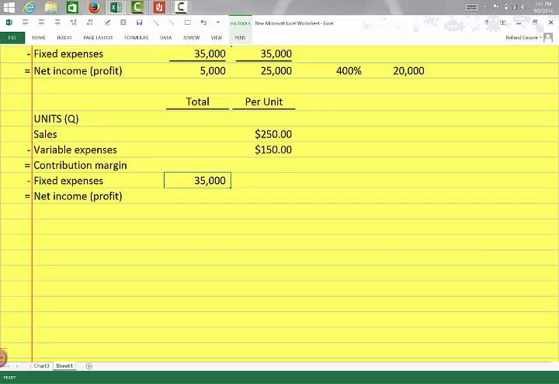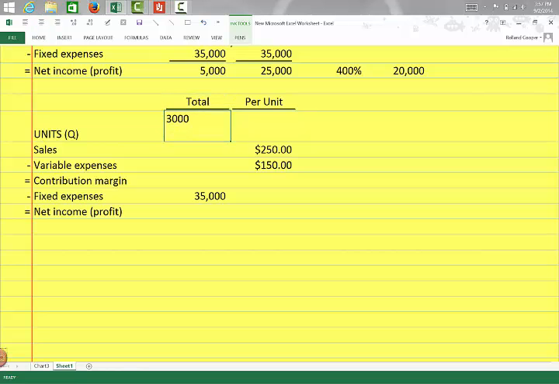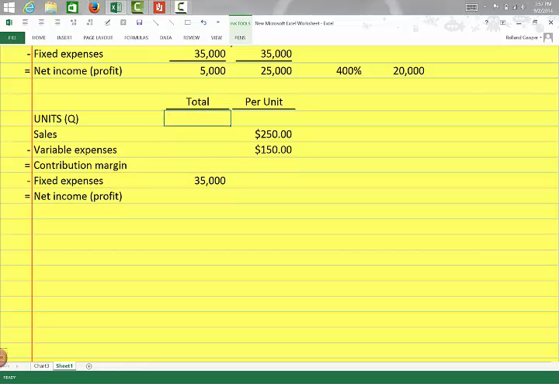Your task is to determine net income if we sell 3,000 units. So there are my total units. Total units, 3,000 units. So you pause the video and see if you can compute net income for 3,000 of these units sold.